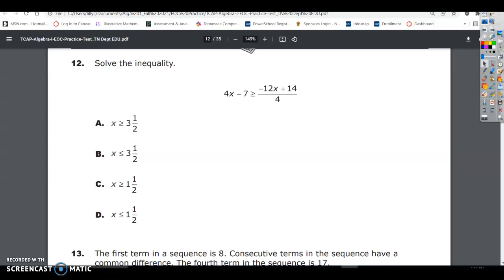Algebra 1 EOC practice test number 12. So it says to solve the inequality.